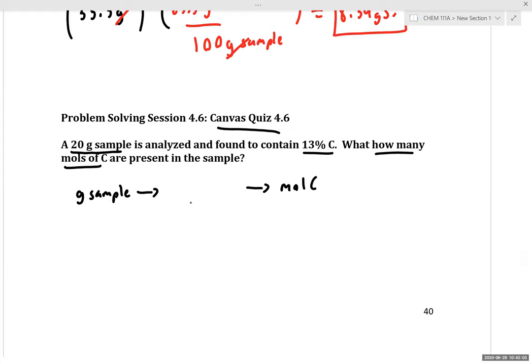I always like to think in terms of units. So what units are we going to go through if we're going from grams of sample to moles of carbon? We want to calculate the moles of carbon, and where do we typically calculate moles from? The grams of carbon, exactly. Perfect. So we have our problem solving scheme set up.